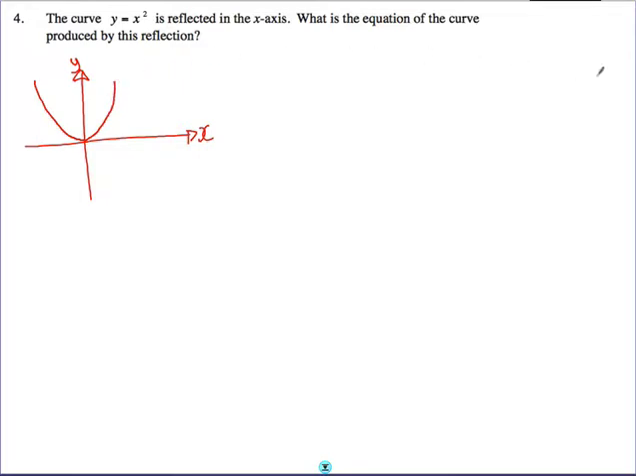and going back to the question, it is reflected in the x-axis. So this is our x-axis, so this is like the mirror that we need. And if it is reflected, it would look something like this. And we've seen this plenty of times, this is the equation, y is equal to minus x squared. Done.